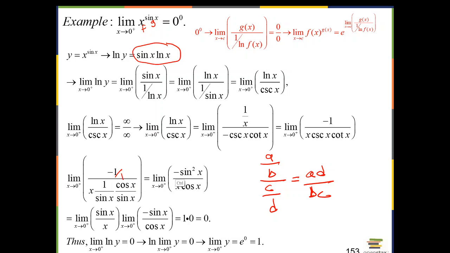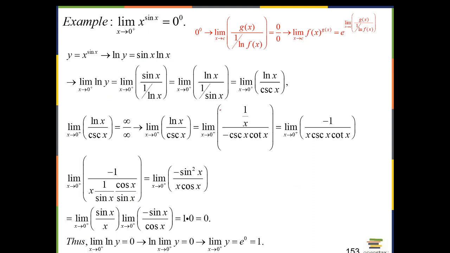All right, and this right here, we can separate it into sine over x and sine over cosine, right? And we end up with 0. Thus, the limit of ln y is 0. So that means the answer that we want is e to the 0th power, right? If the answer to the limit was 0, then the answer to the original limit would be e to 0, which is 1. All right?